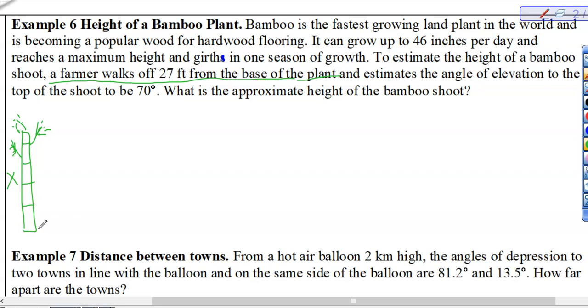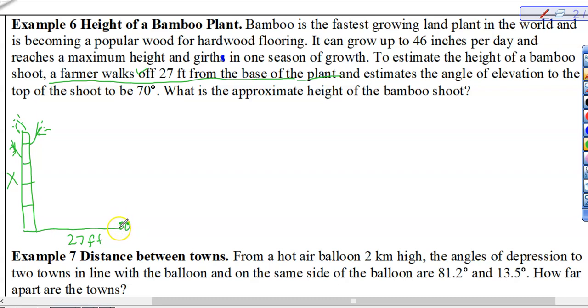So what does it look like if the farmer's walking off 27 feet from the base of the plant? Horizontal, 27 feet. You with me? And if he's walking it off, you know that just means he's putting one foot right in front of the other and he's counting to 27 because his foot's probably about a foot long. Okay, so we got that taken care of. Now it estimates the angle of elevation. So his eyes are down here and he's looking up, right, to the top of the shoot.